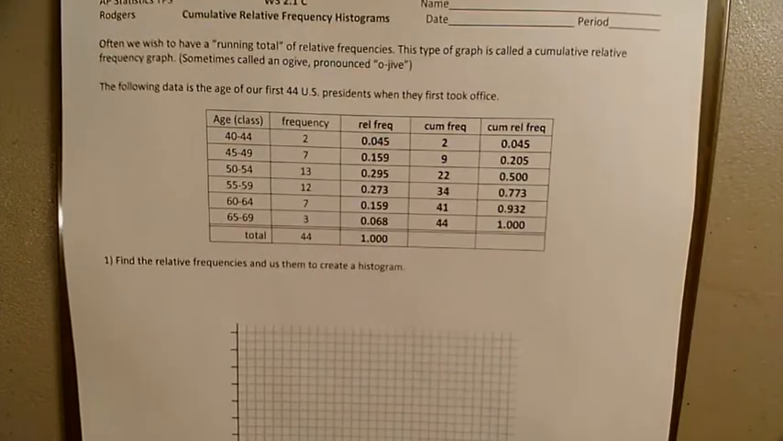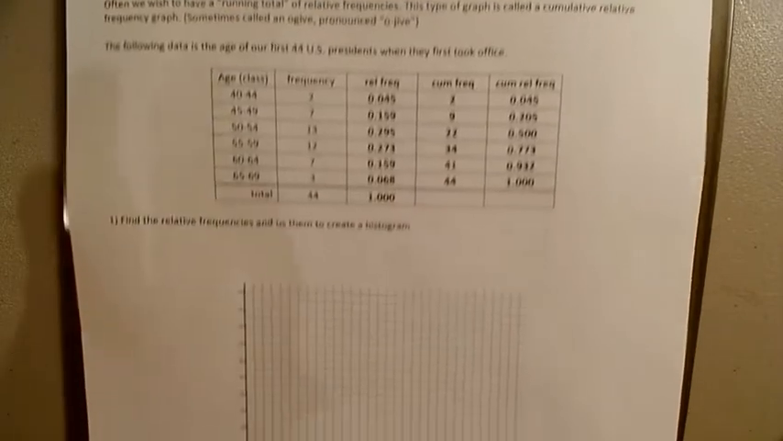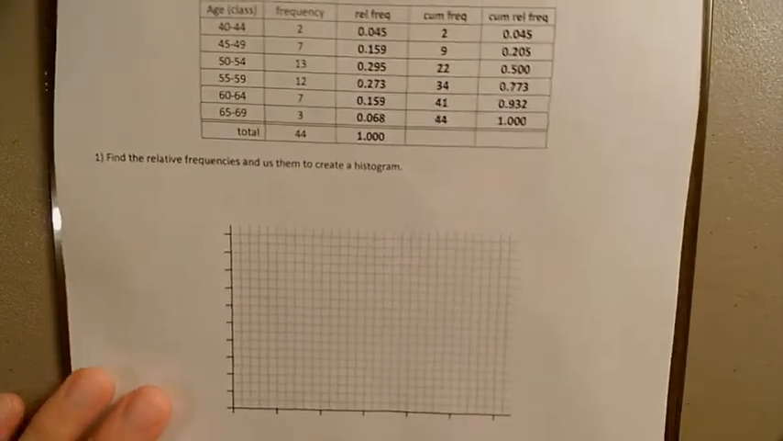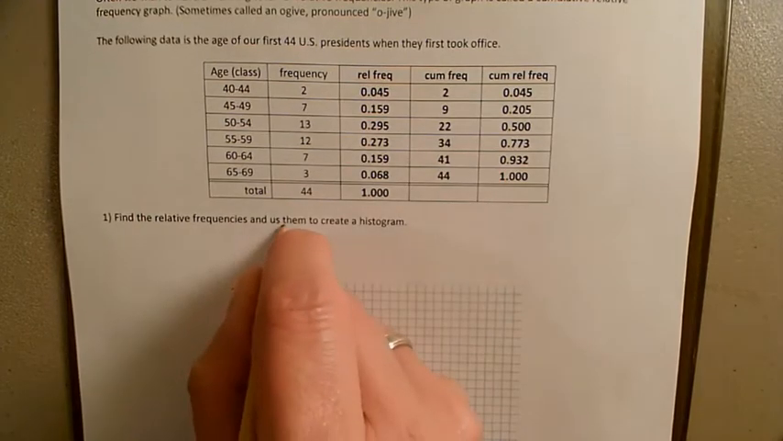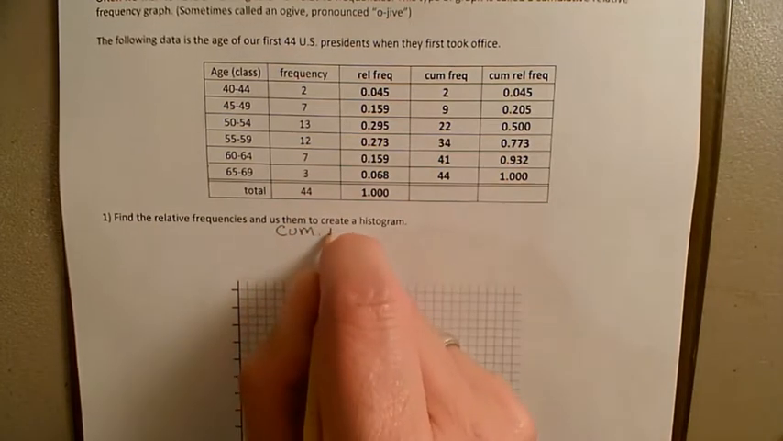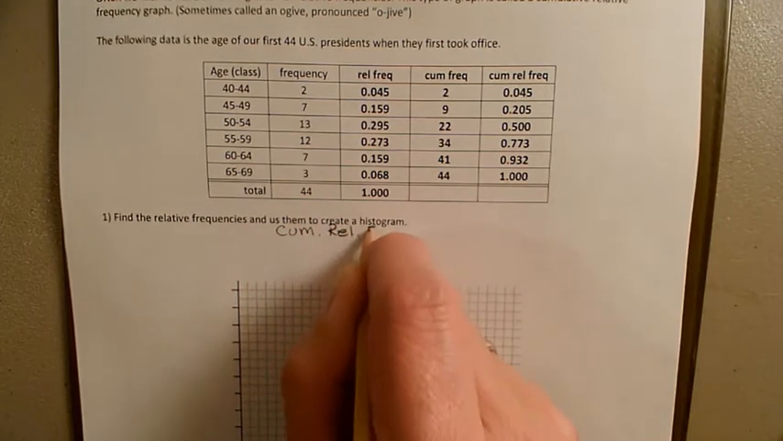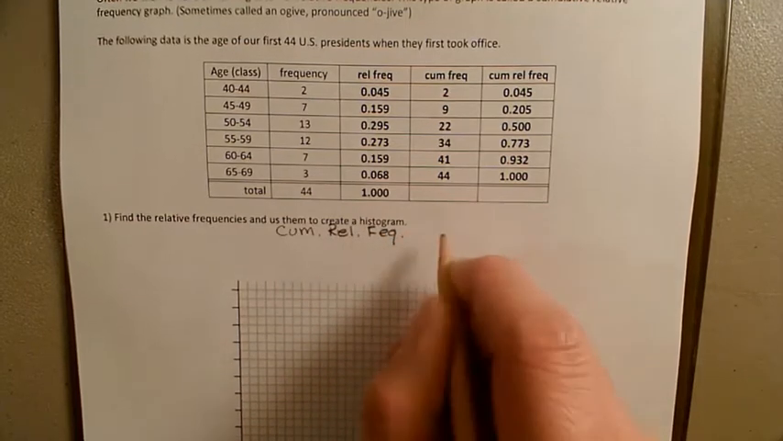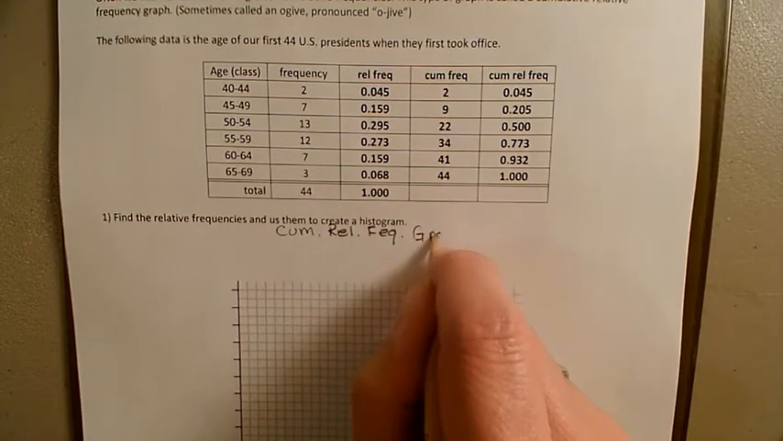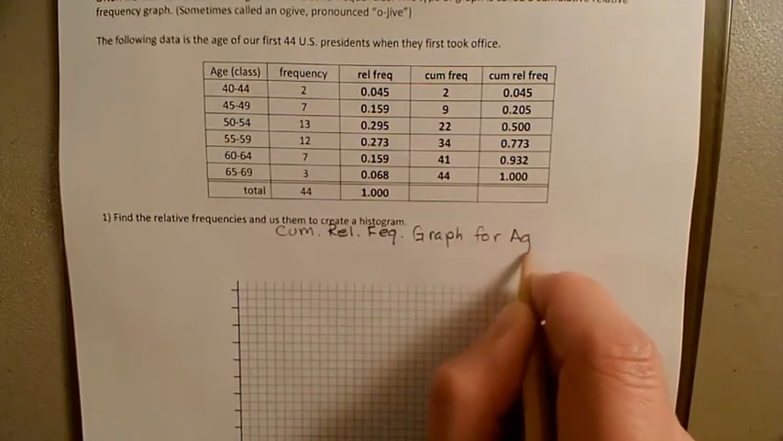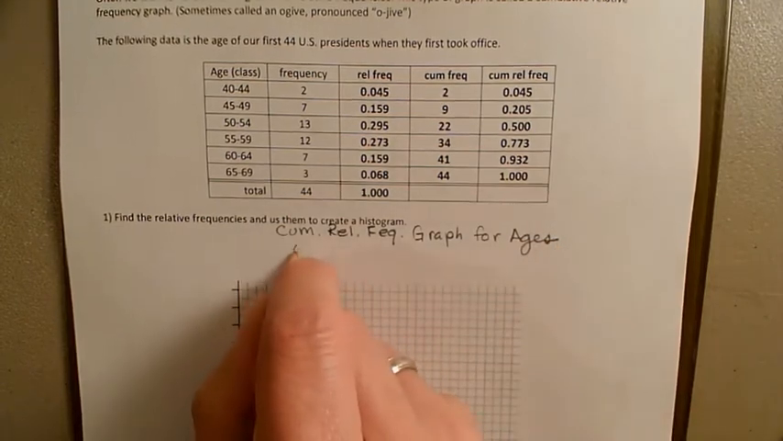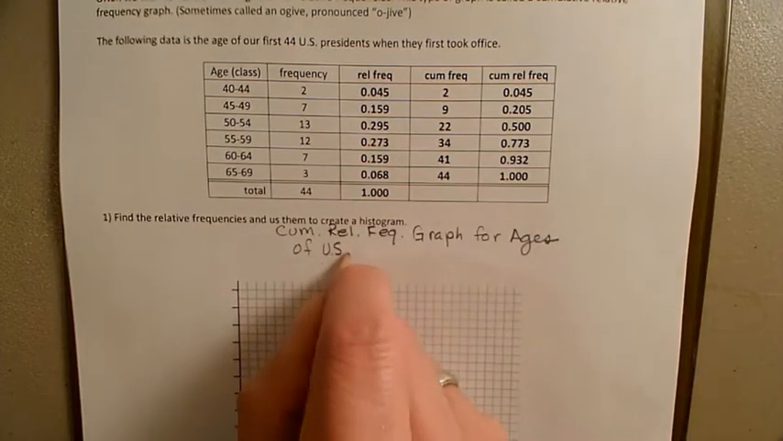All right, so through the magic of video editing, I've already put all my numbers in here. Now what I want to do is concentrate on how to create this graph. Remember when we do graphs, we always want to put a title. So for this title, I would put something like cumulative relative frequencies graph for ages of U.S.